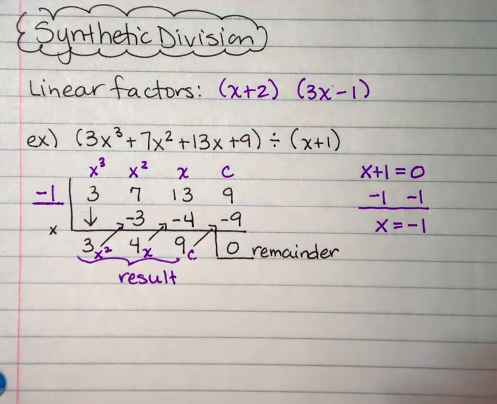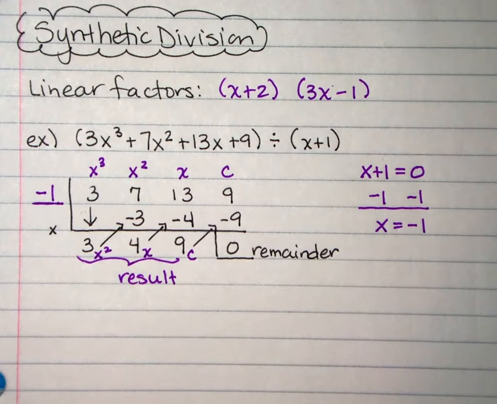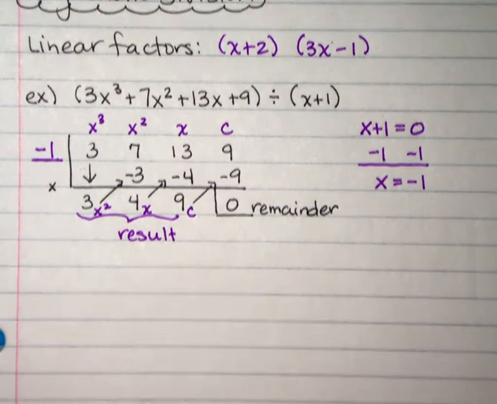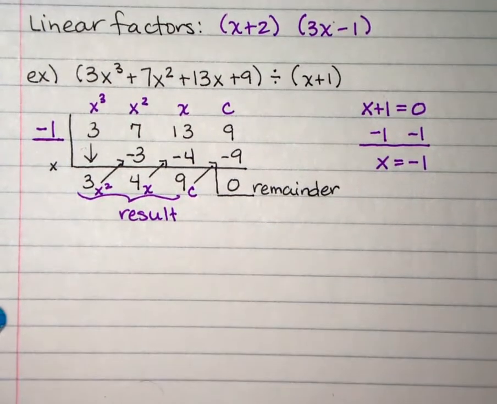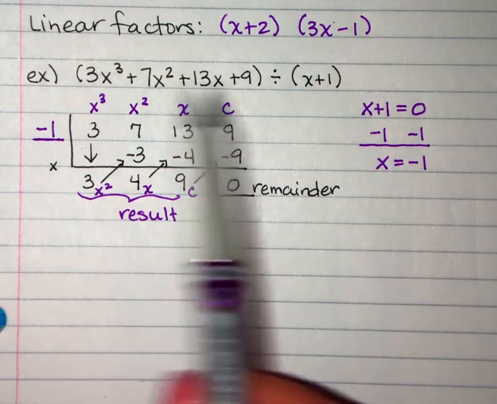So very similar to how we did our long division, we need to write what all of this means. What this means is when I take this polynomial and divide by x plus 1, I'm asking first for what is my result after division.